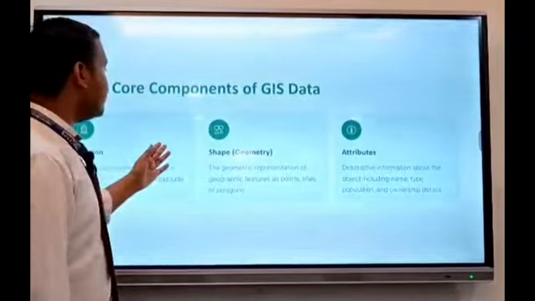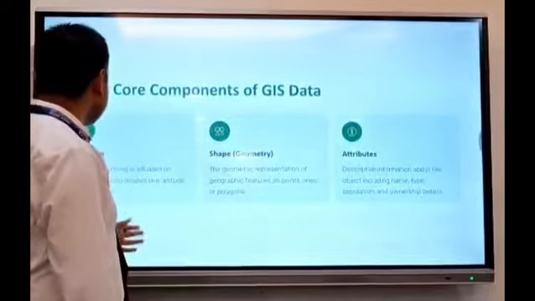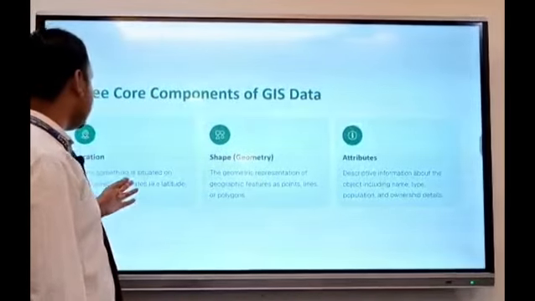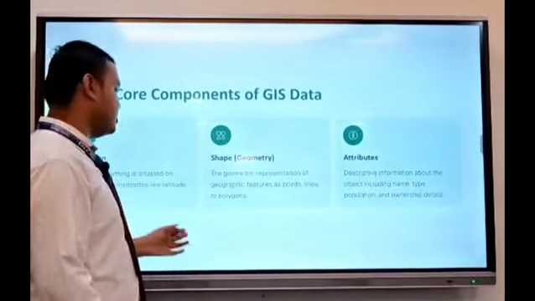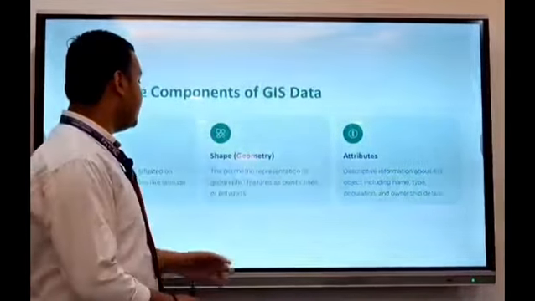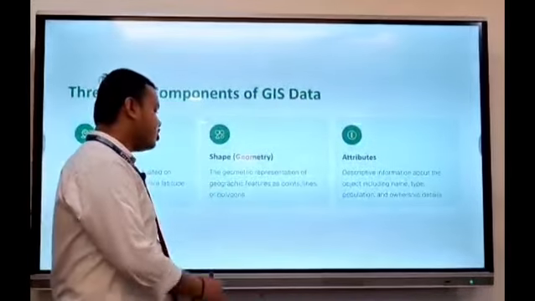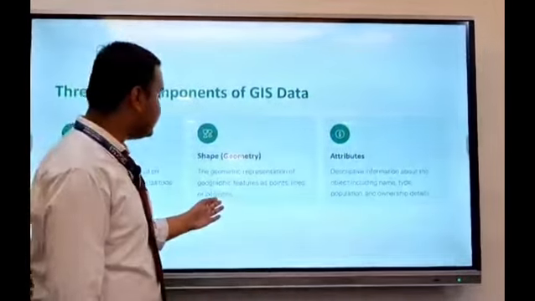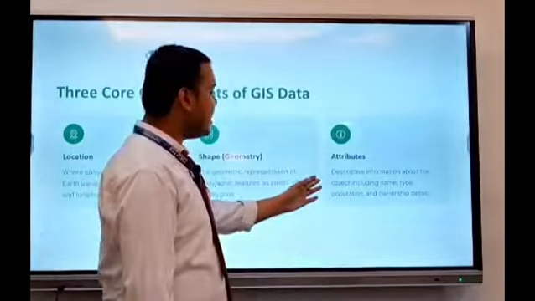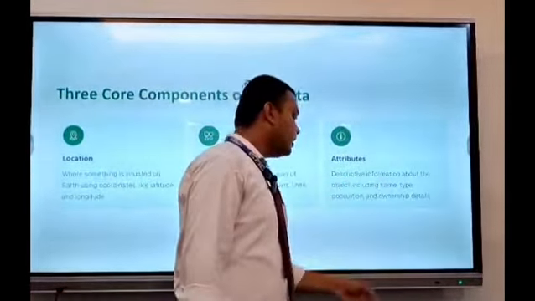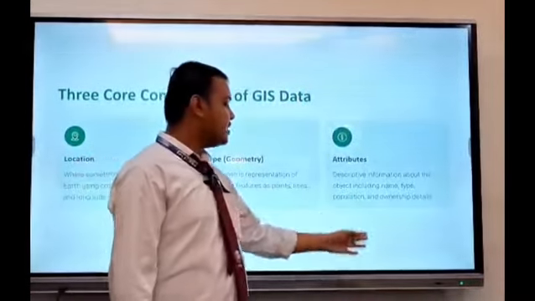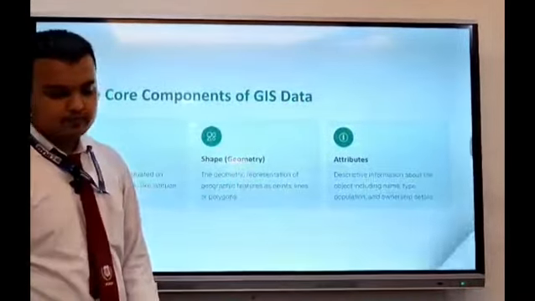There are three components of GIS data. First one is location, where something is situated on Earth using coordinates like latitude and longitude. Next one is the shape. It means the geometric representation of geographical features as points, lines, or polygons. Next one is the attributes. It is descriptive information about the object including name, type, population, and ownership details.